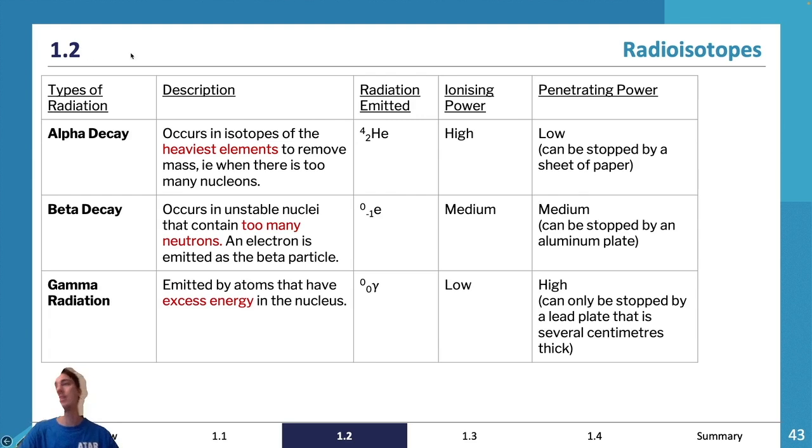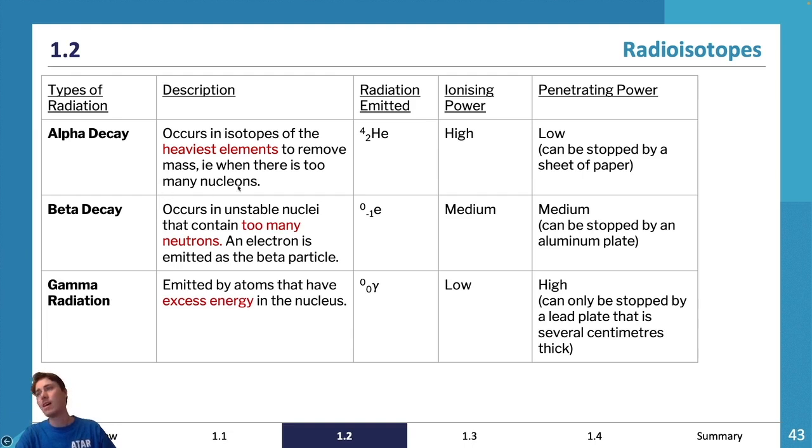But essentially, alpha decay occurs in isotopes of the heaviest elements to remove mass, i.e. when there's too many nucleons. So what they'll do is they'll remove a neutron, but essentially it's really the heavy elements. They don't really care too much about it, so they get rid of something that's pretty heavy. Being so heavy, they have a really strong ionizing power, but their penetration power is terrible. So if they do hit something, they can do a bit of damage, but they can't penetrate very well. Therefore, you can get a sheet of paper and the particle's too big to get through. So it's just going to get stopped.